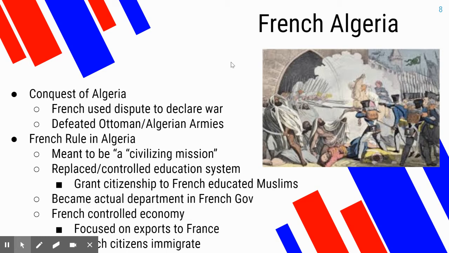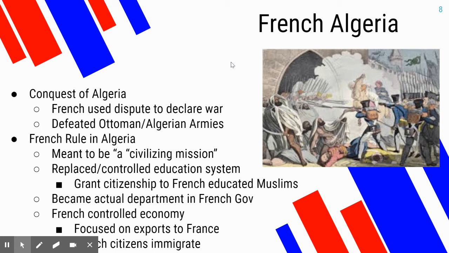They said that what they were doing was civilizing Algeria, so they were going to impose French culture on Algeria and try to turn Algeria French. So the education system was totally overhauled by the French, and if you became an educated Algerian who learned French and adopted the French culture, you were given citizenship as a French person. You can see here that they're trying to turn Algeria into France. It became an actual department in the French government, which is kind of like a state. It became a state of France.